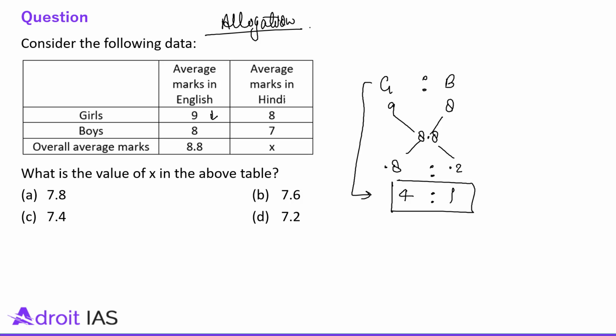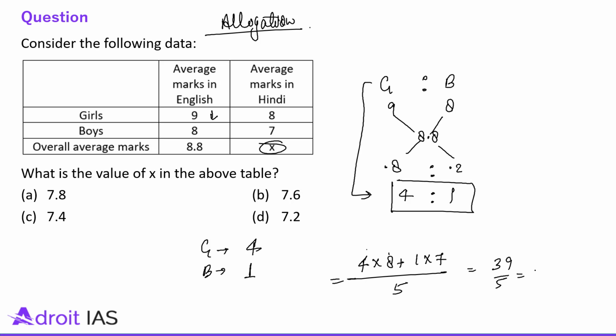Now they're asking the average marks in Hindi. For girls it is 8 and for boys it is 7. What is the overall average? Let us assume the girls in the class are 4 and the boys in the class are 1, right? So 4 into 8 plus 1 into 7 divided by 5, the total number of students in the class. 4 8 is 32, 32 plus 7 is 39, 39 by 5 is 7.8, right? A option is correct, right?